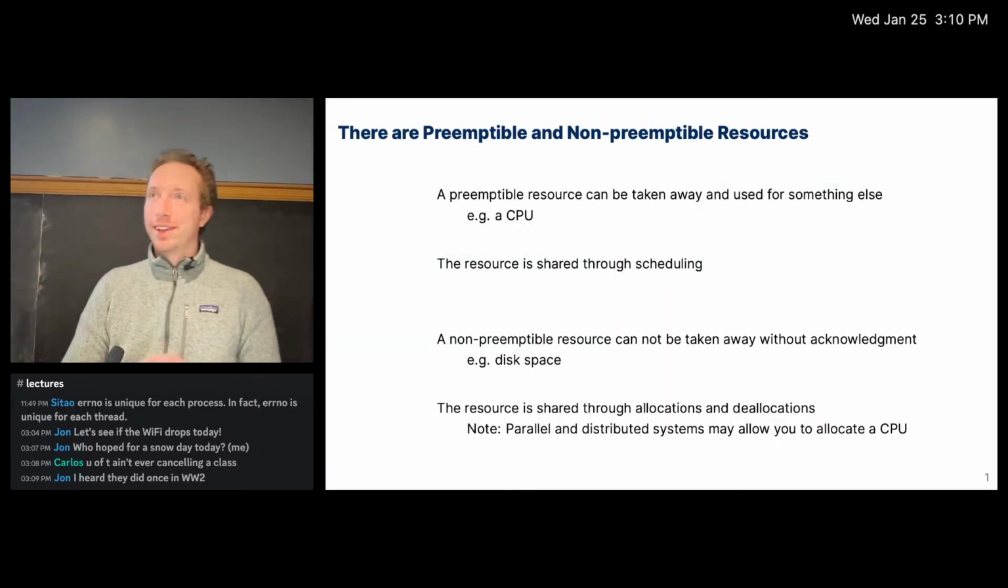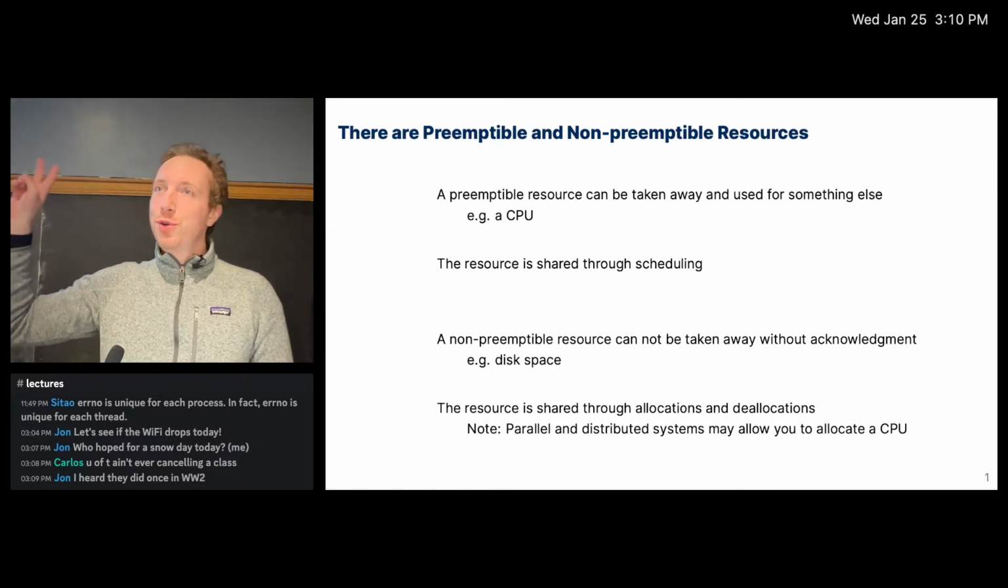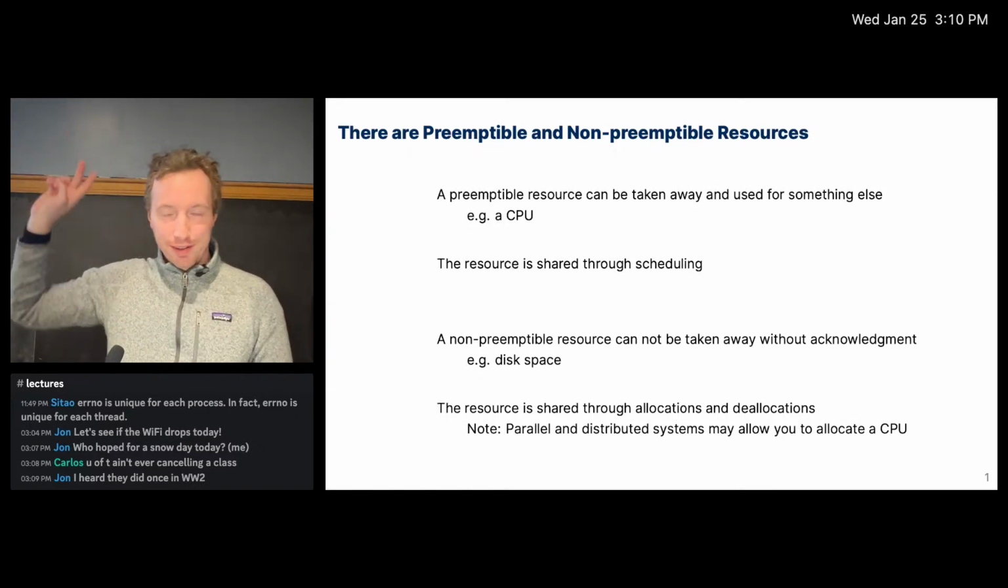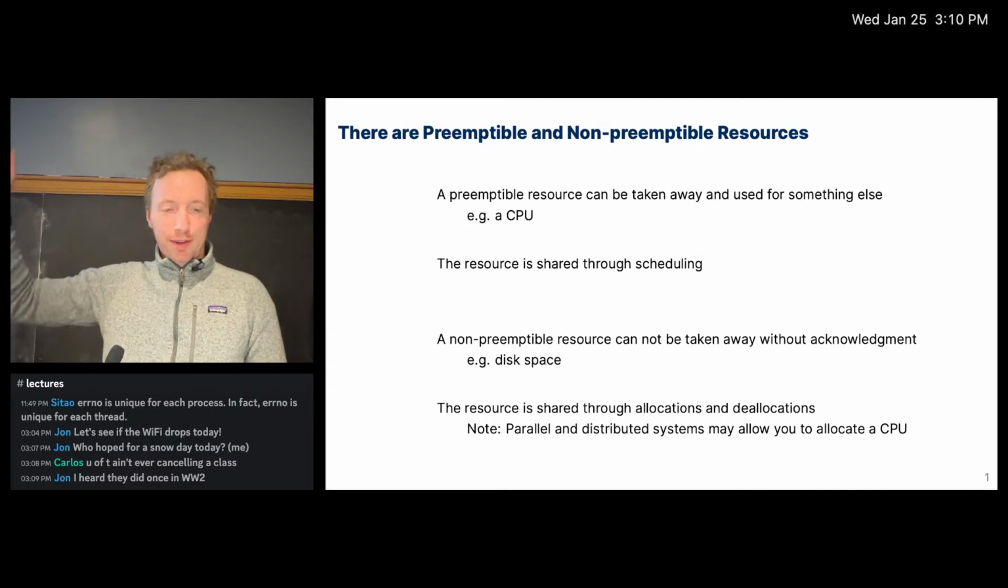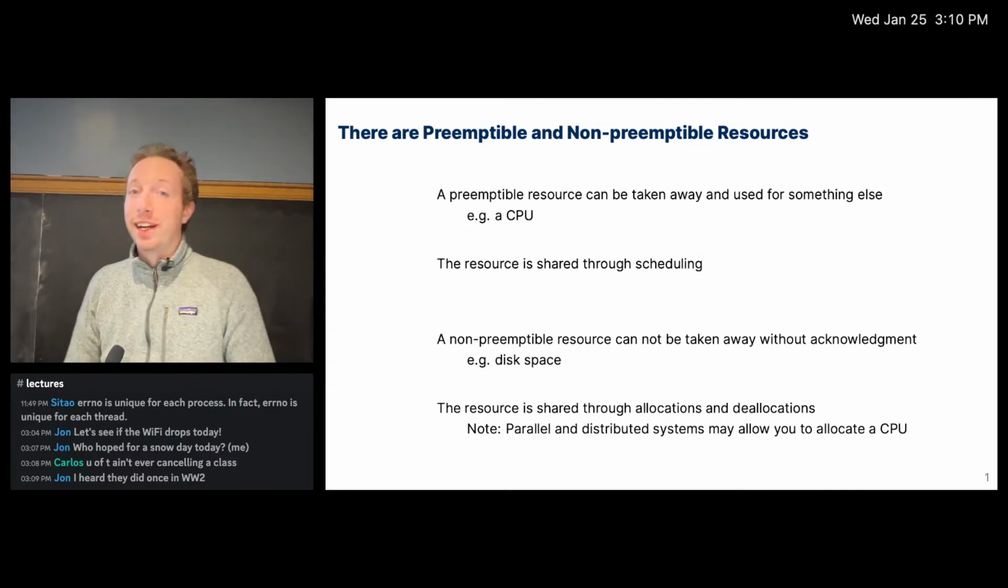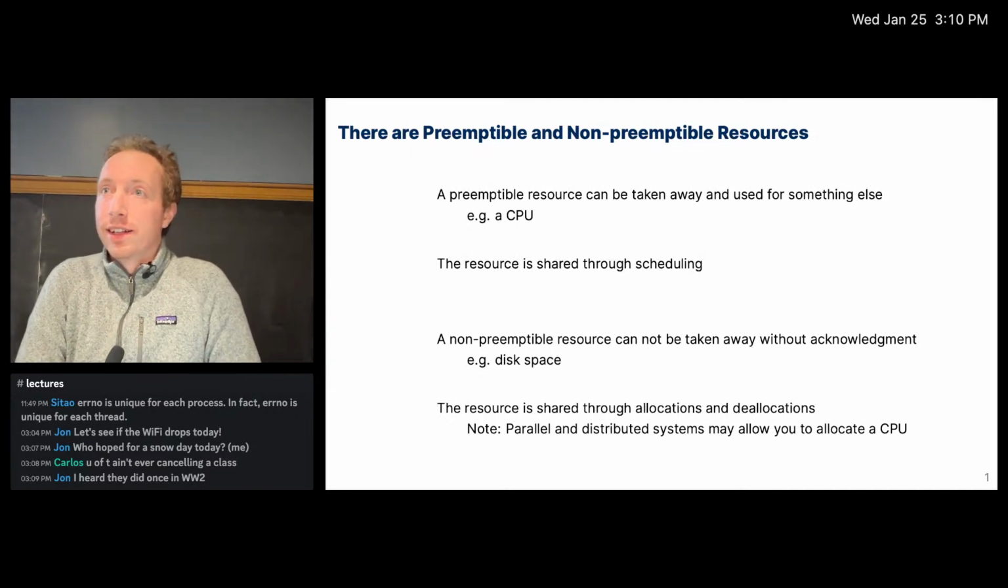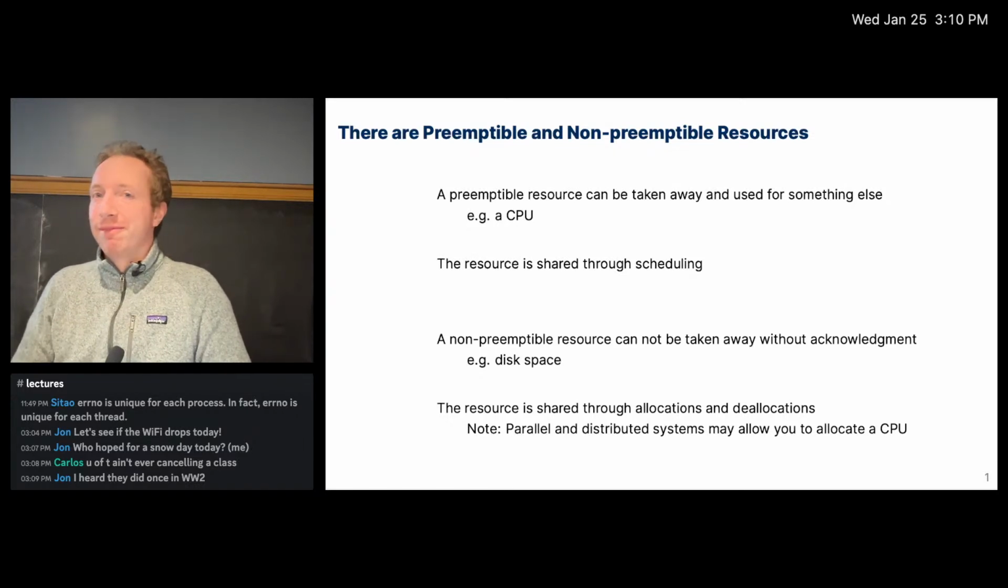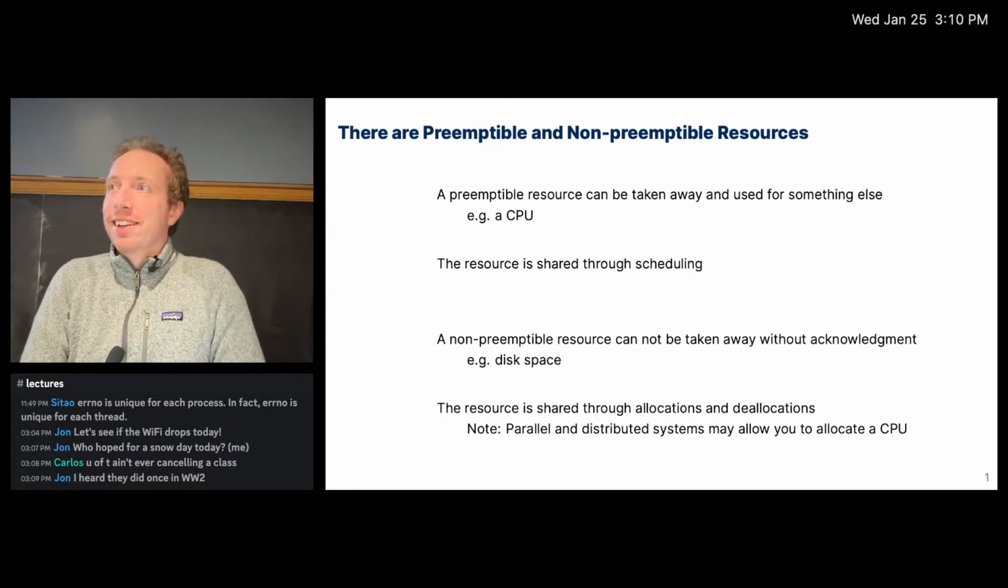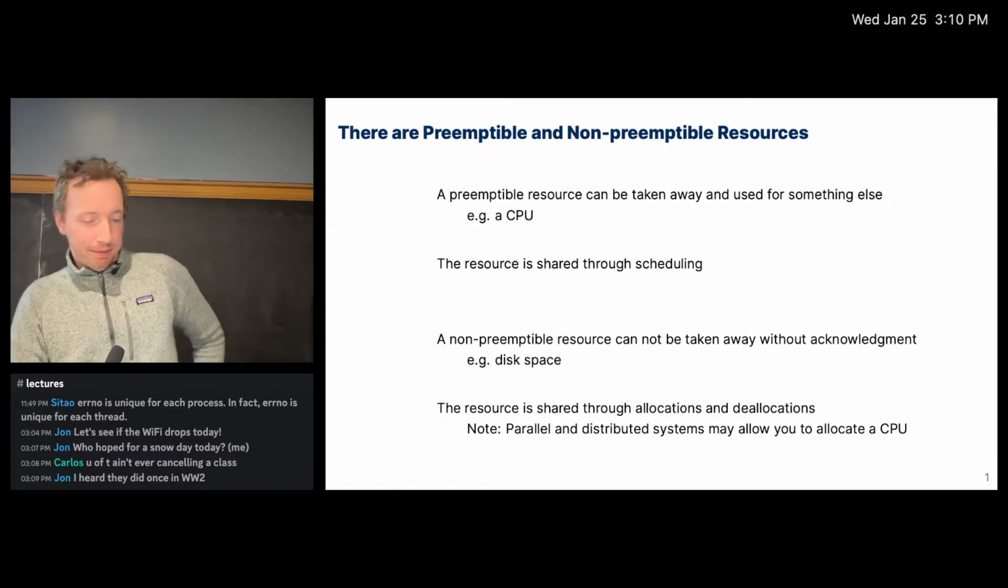So, there's an important two types of resources. Everyone still talks, okay, great. So, yeah. You still got 10 minutes, what?